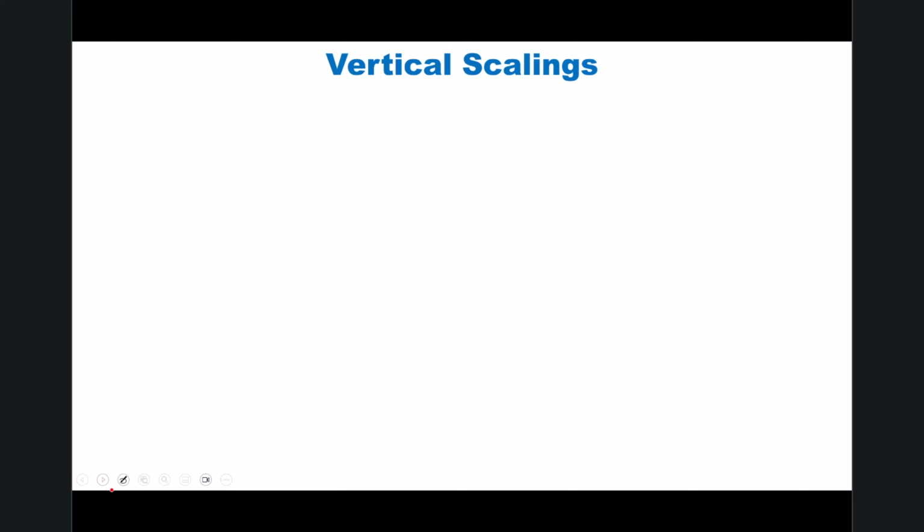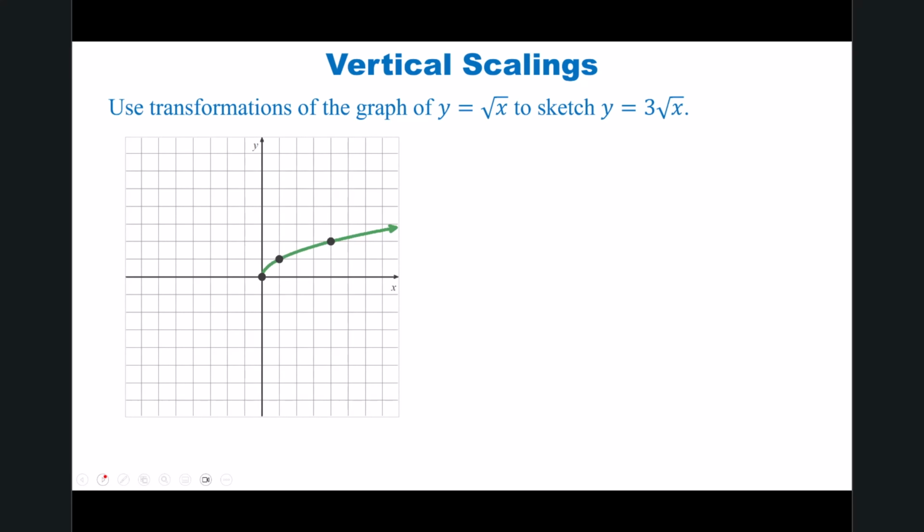Let's talk about vertical scalings next. So we're going to scale the graph by some factor. In this case, we're going to scale the graph of y equals the square root of x by a factor of 3 vertically. So all of our y values will be multiplied by 3. So where the y value is 0, it stays 0. Where the y value was 1 is now 3. And where the y value was 2, 2 times 3 is now 6. So my function was stretched, or my graph was stretched vertically.